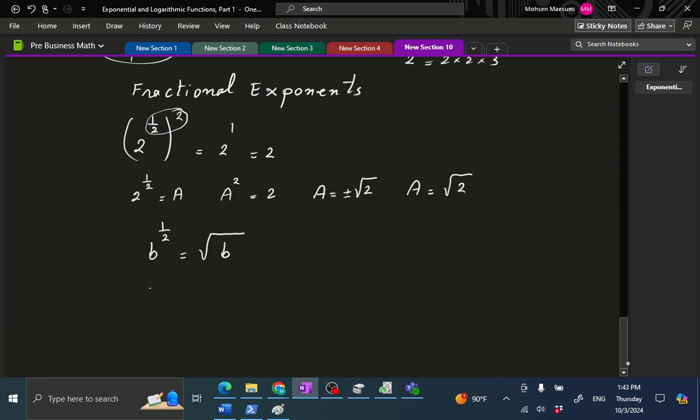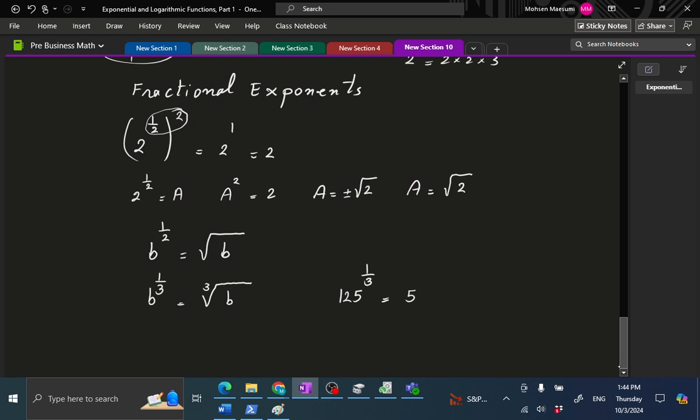In the same manner, what is the meaning of B to the power of 1/3? It means the cube root of B. So I write 3 here just to make sure it stands apart from that. So let's go ahead and practice. For example, what is 125 to the power of 1/3? I'm looking for a number that if I cube it, I get 125, and that answer happens to be 5.